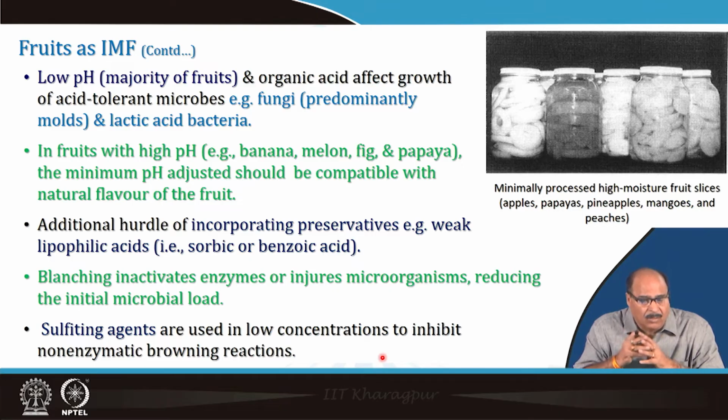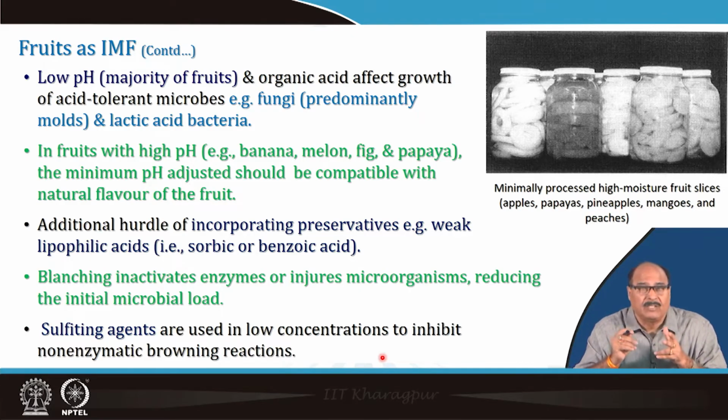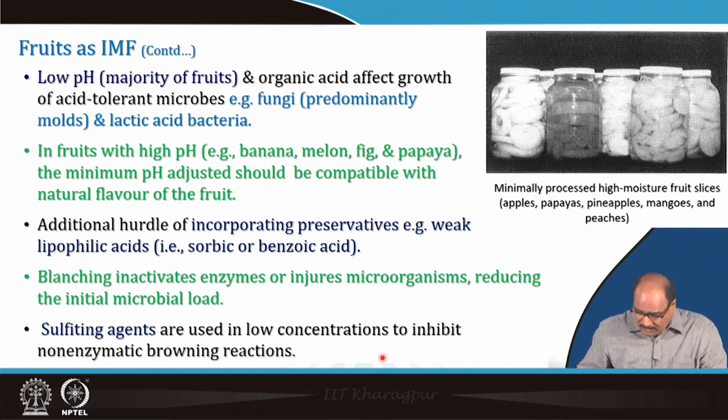Low pH in the majority of fruits and organic acids affect the growth of acid tolerant microbes. In fruits with high pH like banana, melons, fig, papaya, the minimal pH adjustment should be compatible with the natural flavor of the fruit. Additional hurdles of incorporating preservatives, weak lipophilic acids like sorbic acid, benzoic acid etc., may be used. A blanching step can be used, it inactivates the enzymes or injures microorganisms, reducing the initial microbial load. Sulfiting agents are used in low concentration to inhibit non-enzymatic browning reactions.